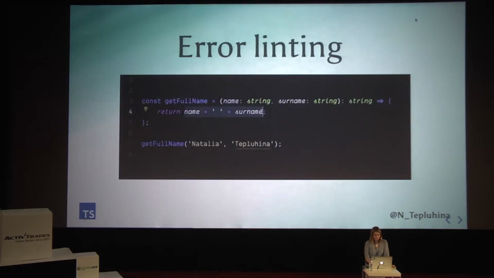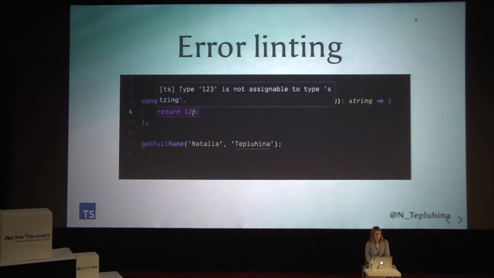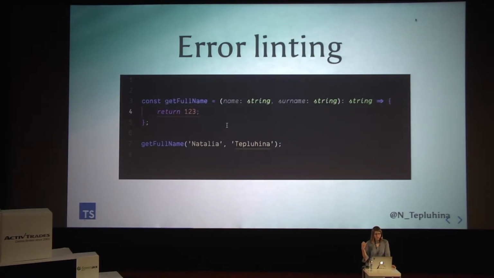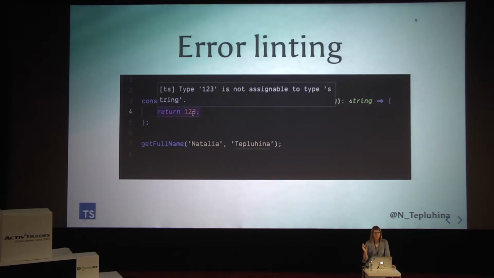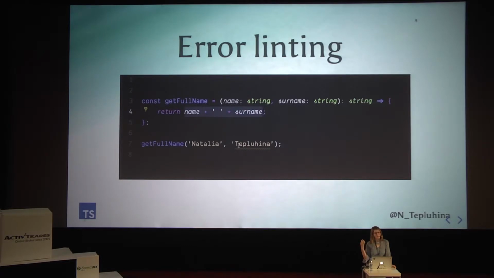First of all, TypeScript has awesome error linting. So if you look at this example, we are trying to return a string from the function, and this function has 2 parameters. Both of them are string. And if you try to return something wrong, you will see it immediately with your IDE.